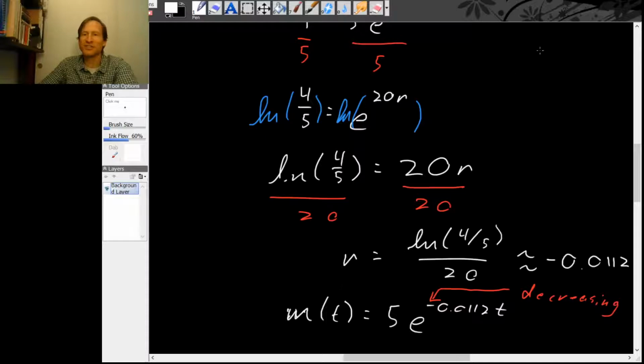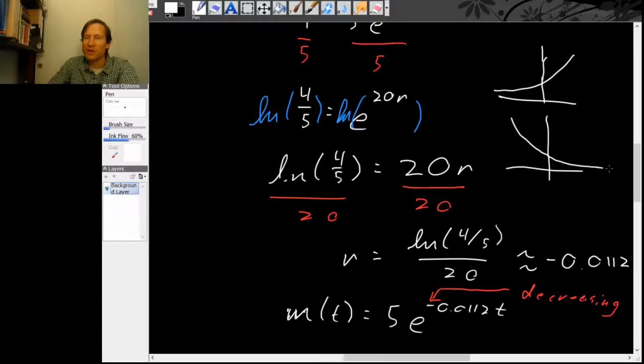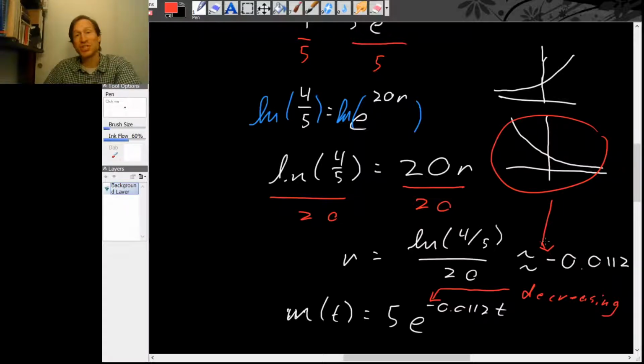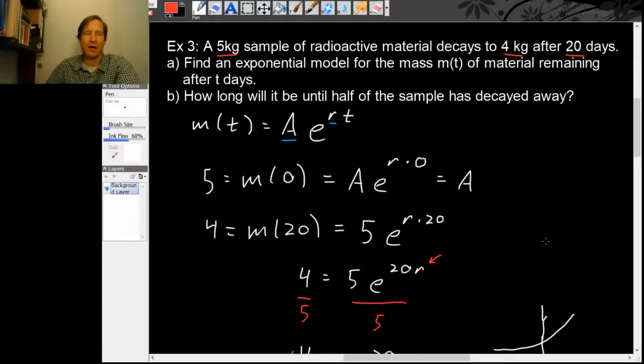Remember, exponential functions come in two varieties. There are the exponential functions that increase, and there are the exponential functions that decrease. Well, since in radioactive decay, the mass of the sample is decreasing, it must look like the second one. Those are exponential functions where that rate constant is negative. So we shouldn't be surprised to have gotten a minus sign there. Okay, so finally we know the mass function. Now let's answer the second part of the question. How long will it be until half of the sample has decayed away?